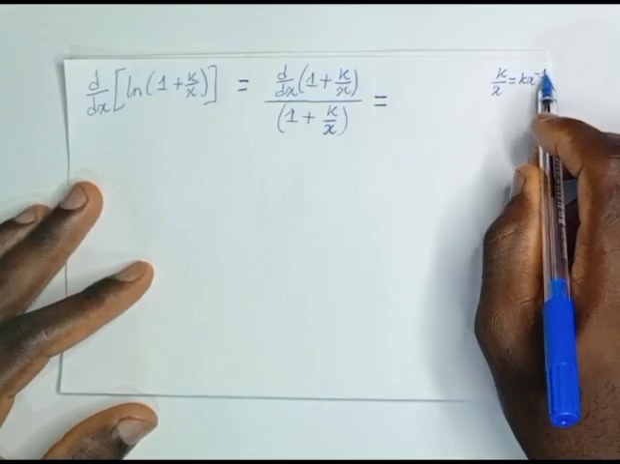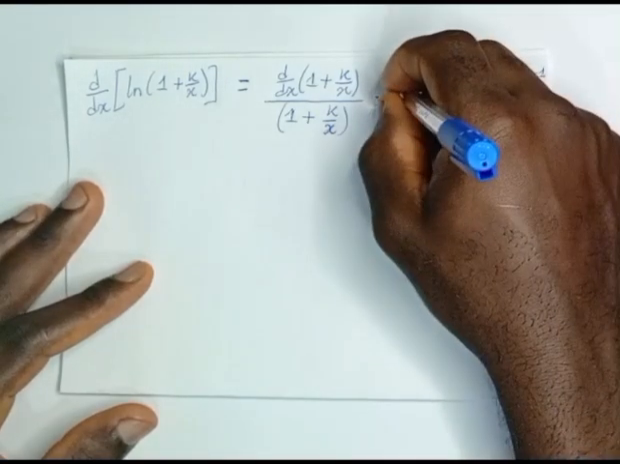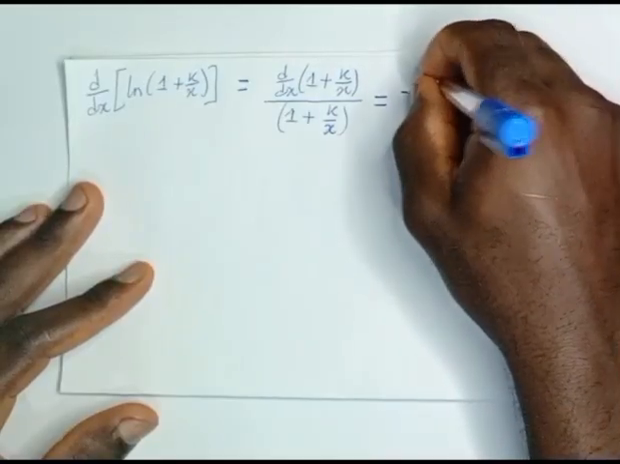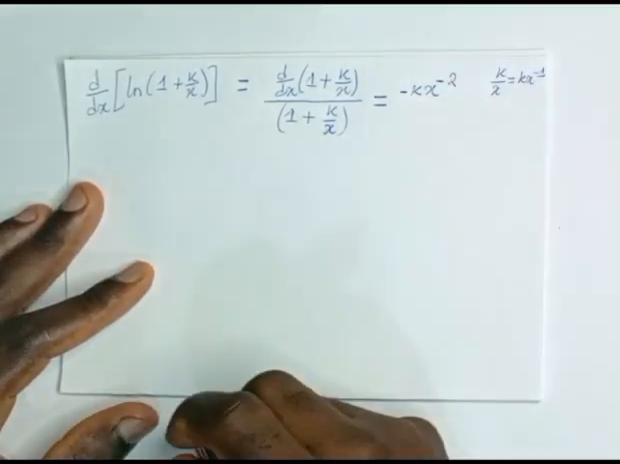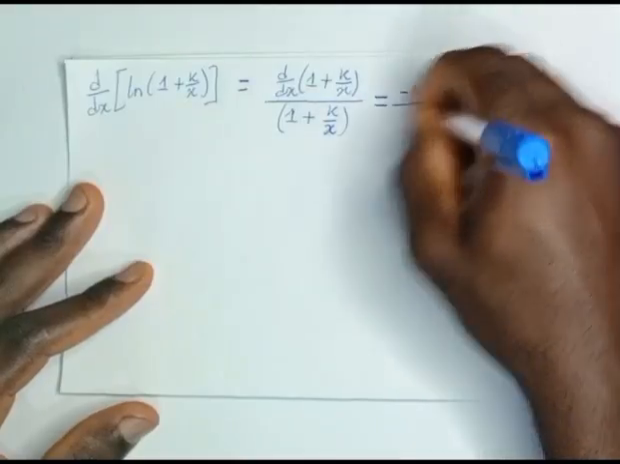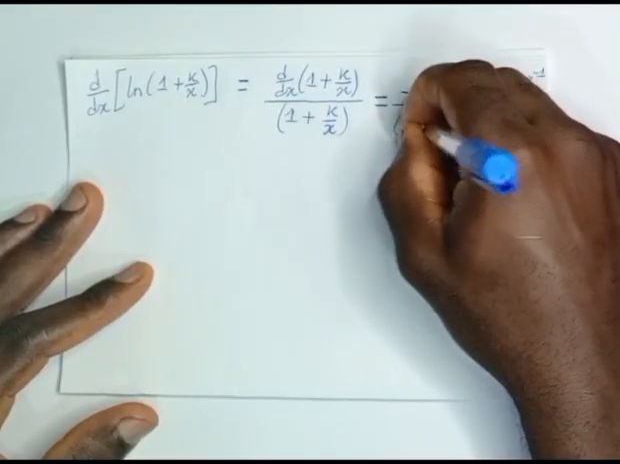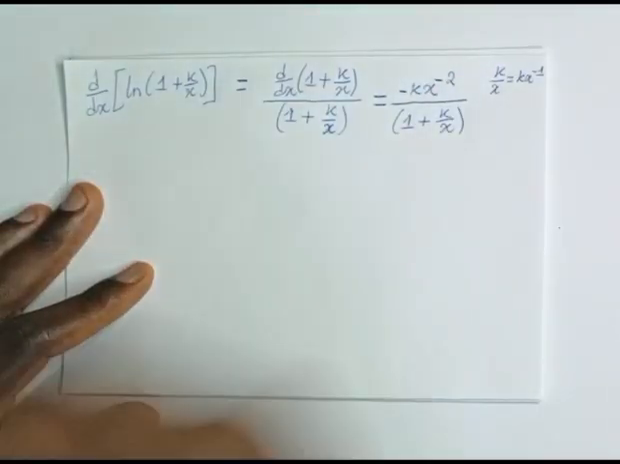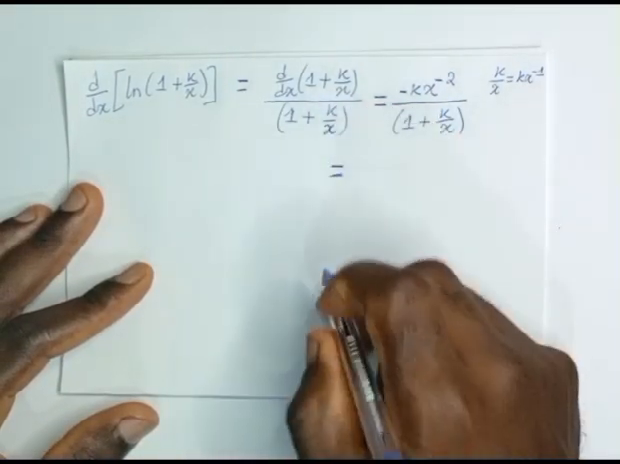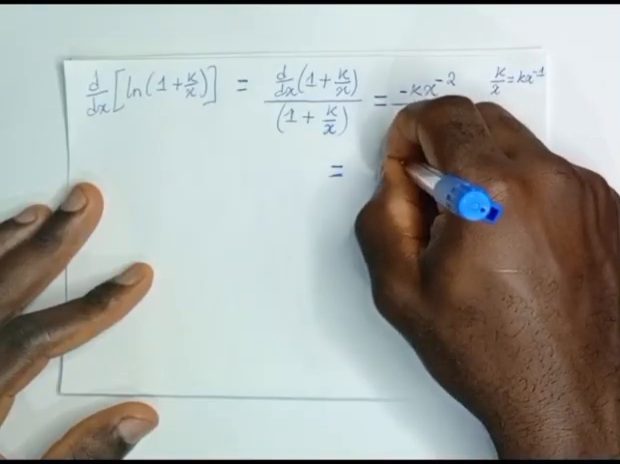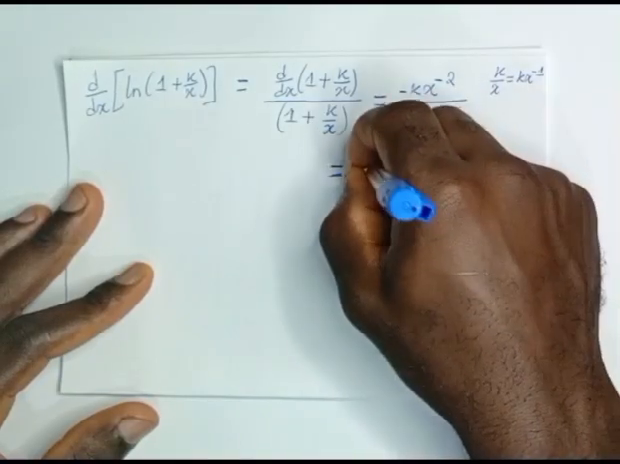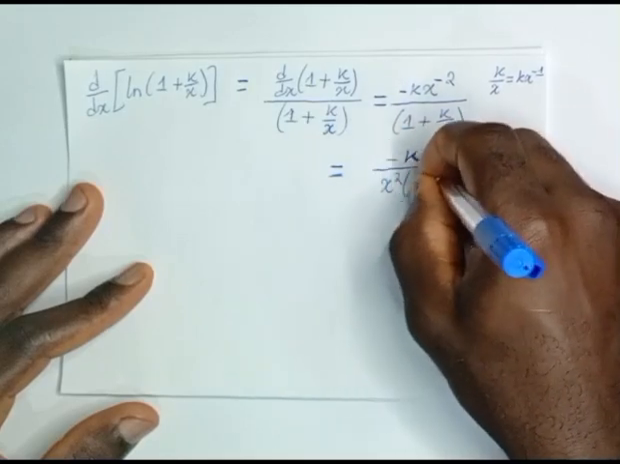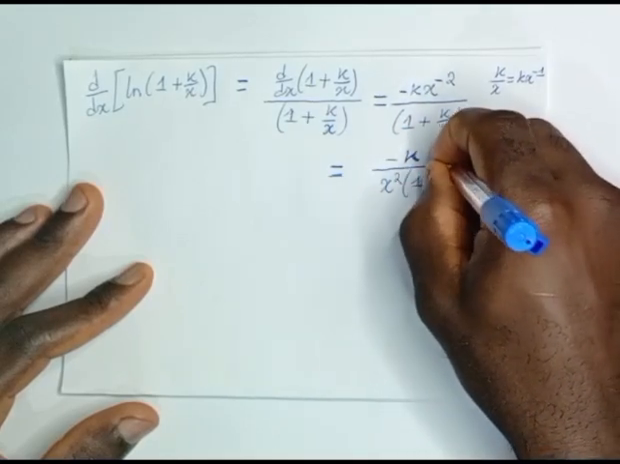Differentiating k times x raised to the power negative 1 simply gives us negative k x raised to the power negative 1 minus 1, which is negative 2, all over 1 plus k over x. This will simply be equal to, keep negative k at the numerator, we send down x squared times 1 plus k over x.